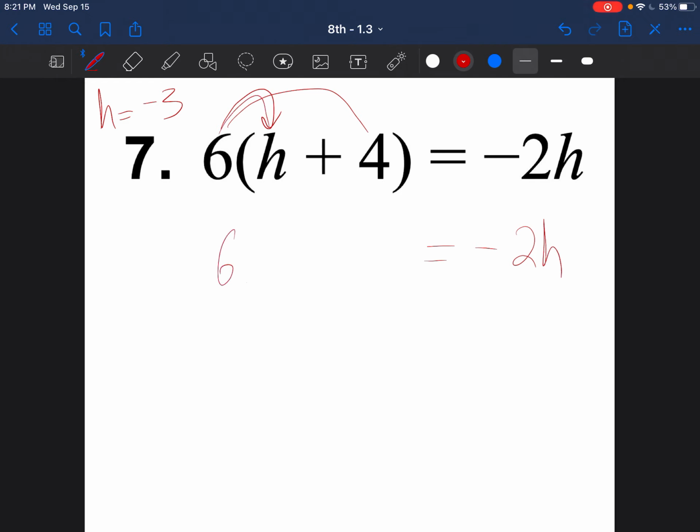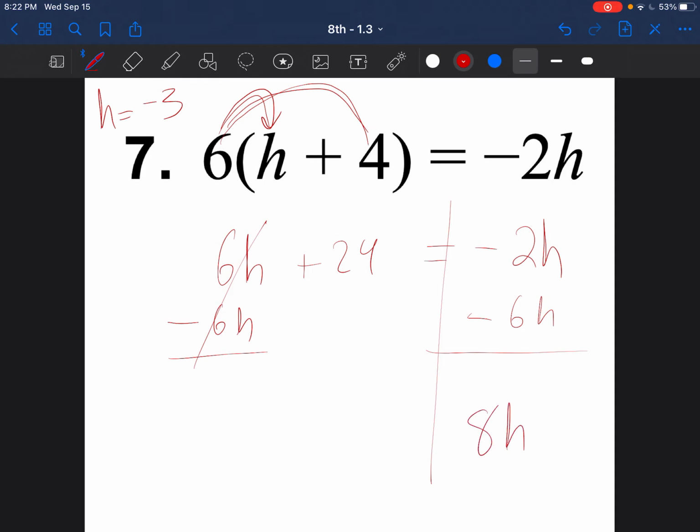6 times h is 6h. 6 times 4 is 24. All right, so now let's show our work. Minus 6h. They are the same sign, which means we need to add. 6 plus 2 is 8. They're both negative, so that's going to be negative 8h. Bring down your equal sign. And now you have 24.